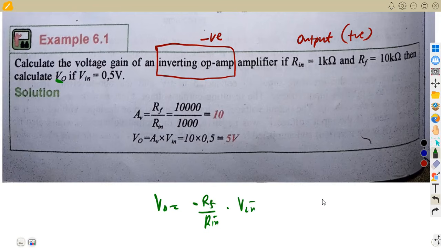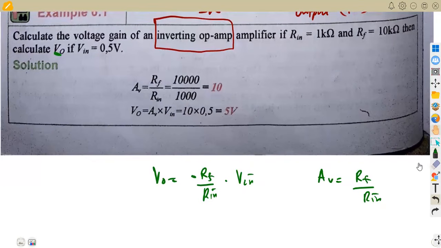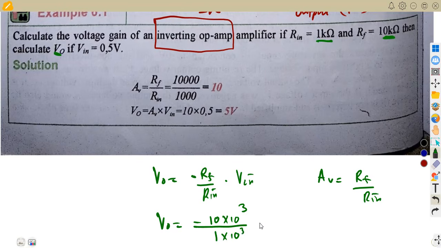You can just substitute, or you can calculate the voltage gain aside, whereby our voltage gain is RF over R in, which is fine. But you can just use your formula directly to say our V out is going to be minus RF, which is 10 kilo ohms, so that's negative 10 times 10 to the exponent of 3, over R in, which is 1 kilo ohm, that's 1 times 10 to the exponent of 3, times V in. Because we are dealing with an inverting amplifier, the voltage V in is 0.5. Yes, we know that, but we take this as a negative 0.5 because we are referring to the voltage of an inverting terminal.